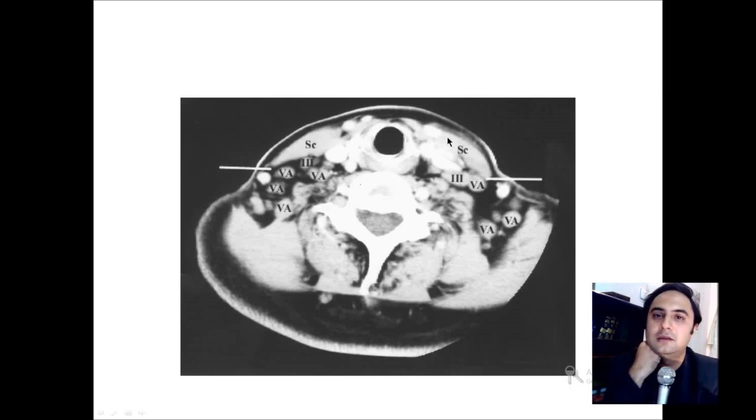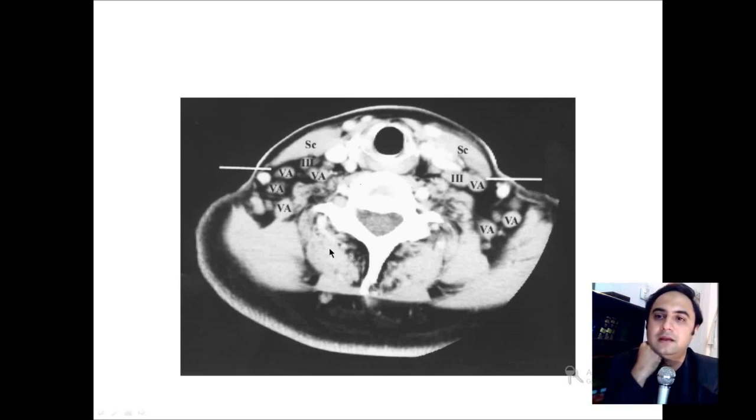See the relation of this to the sternocleido. This is on the posterior lateral aspect. See here, again very posterior to it. Here again level 5 nodes, and first of all see this level of the C6 vertebra.